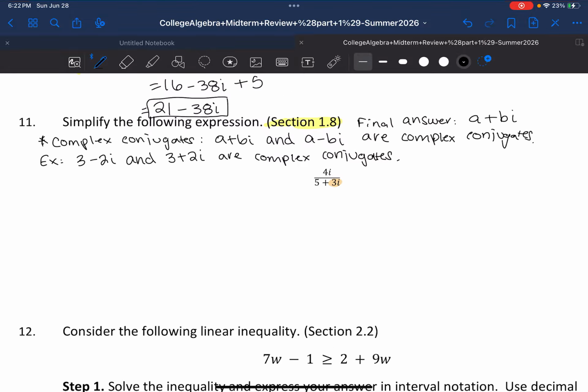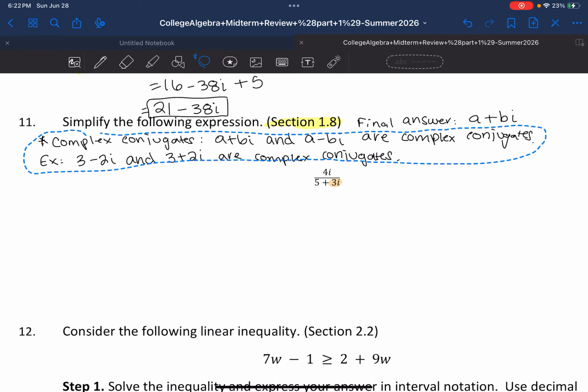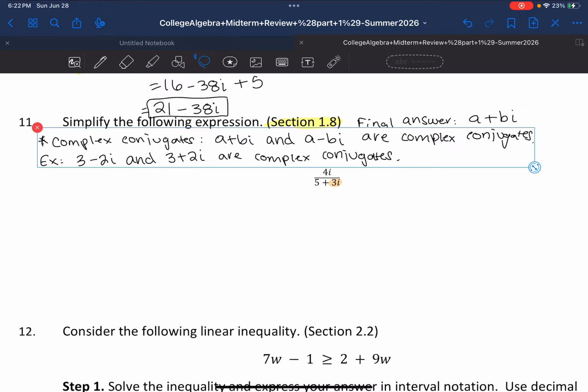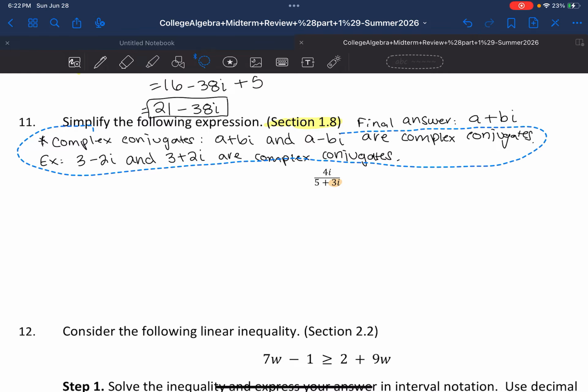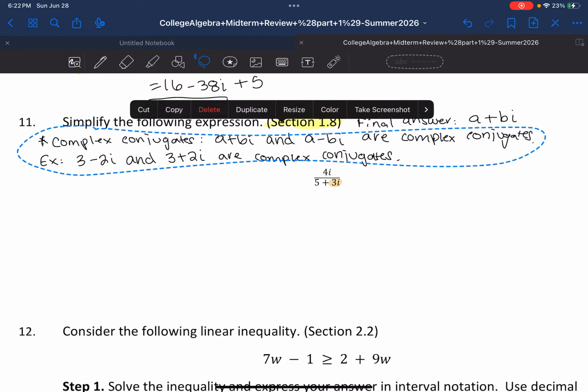Okay, so that is all just really a definition and an example. You can put the definition of the complex conjugates on your flashcard, just not an example.